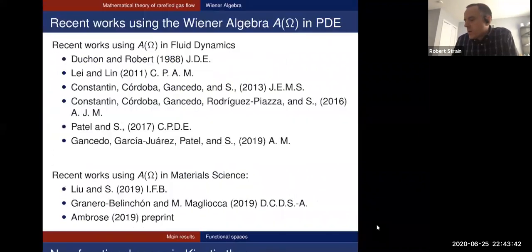Okay, so I wanted to explain that so that you see the point of using this space in our existence theories. Okay, so recent works using the Wiener algebra in PDE. There's an old paper of Duchon and Robert from 1984, and then there's a bunch of other papers. I have worked a lot in this space in the context of other equations, but I hadn't gone back to the Boltzmann equation and used it for the Boltzmann equation until this paper.